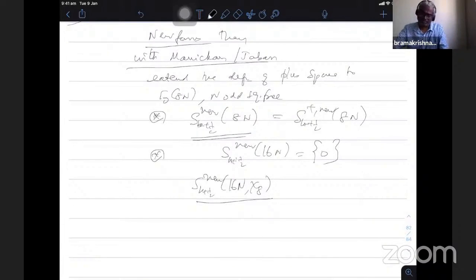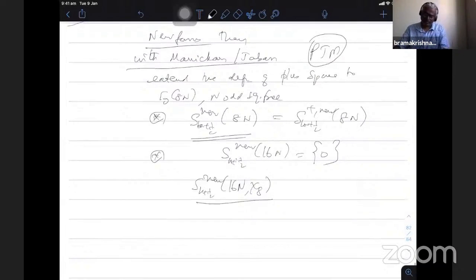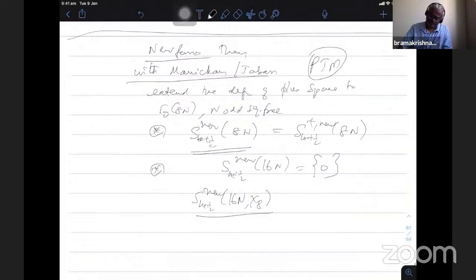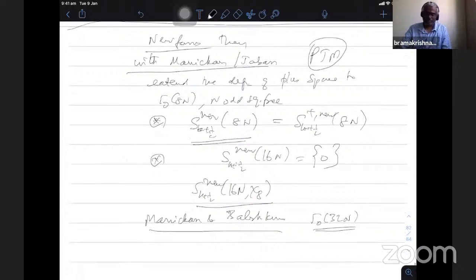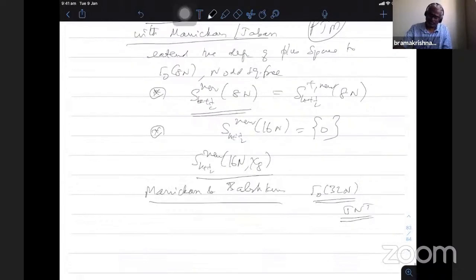This appeared in Pacific Journal of Mathematics. Later on, the newform theory for 32n, and then with characters, was done with Manickam and Balesh for gamma 0 of 32n, with characters, etc. This appeared in JNT, I suppose. So this is about the newform theory.